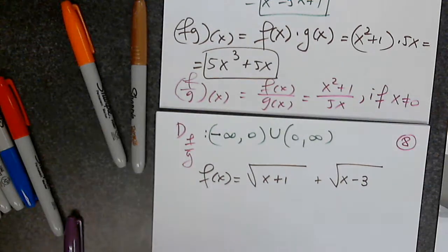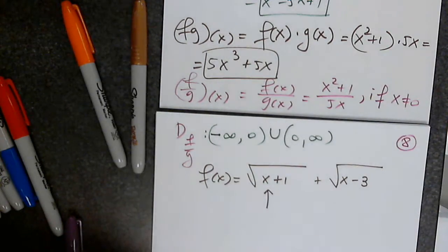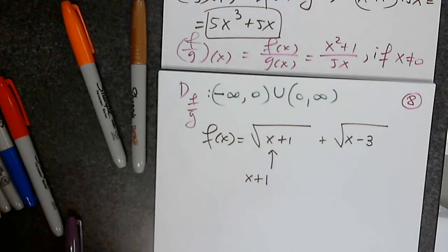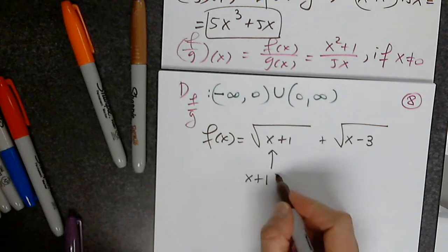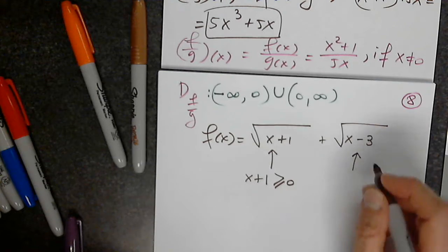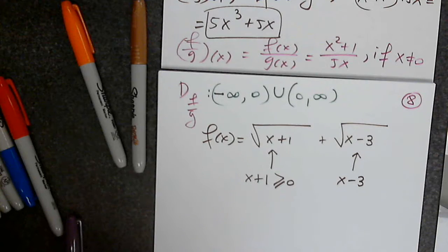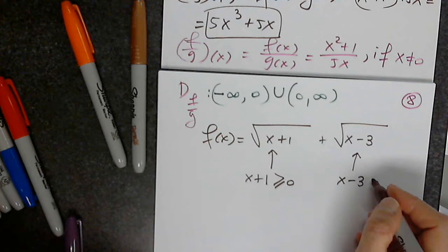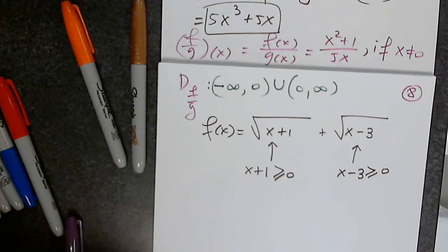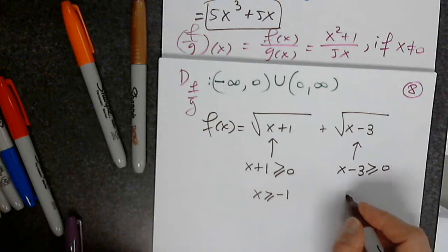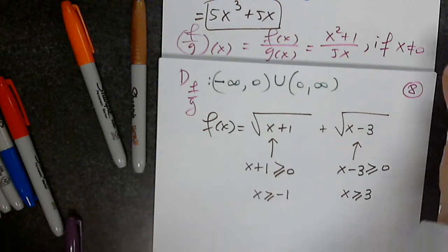So let's find its domain. What condition will you write for this one? You will write that x plus 1 must be. Excellent. What is the condition for this one? That x minus 3 must be. Very good. So now I solve this to get greater than or equal to -1. I solve this to get greater than or equal to 3.